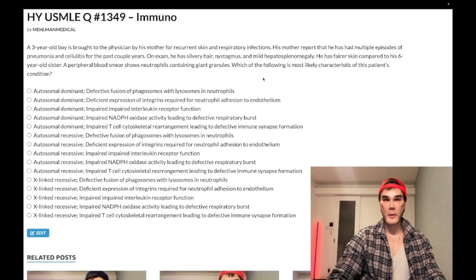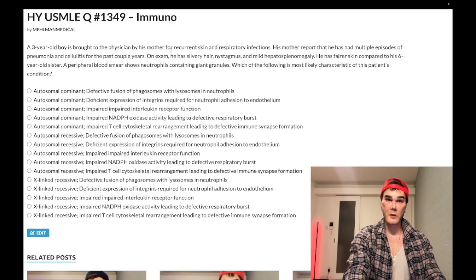How's it going, guys? We have a medium difficulty question for immuno pediatrics. 3-year-old boy. He's got recurrent skin and pulmonary infections, silvery hair, nystagmus, mild hepatosplenomegaly, fair skin compared to his 6-year-old sister, neutrophils containing giant granules. Now, it's a very pass level diagnosis for Chediak-Higashi syndrome.